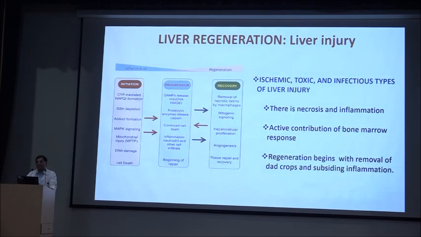Next is liver regeneration in case of injury, like ischemic, toxic, or infectious types of liver injury. Unlike PHx, there is necrosis and heavy inflammation.